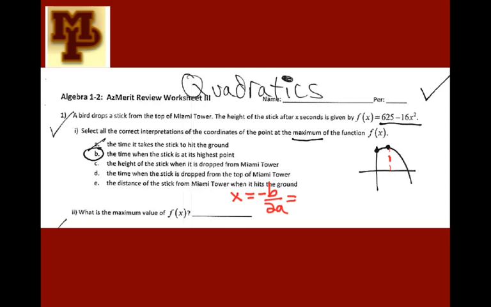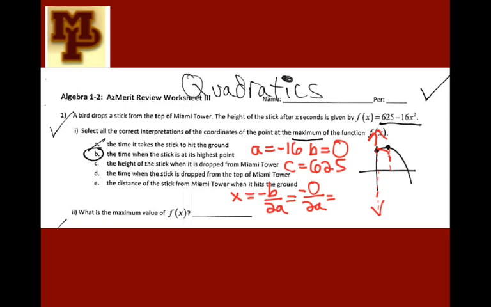So this one has an a value of, it looks like, negative 16. The b value is actually 0 because it doesn't have an x. And the c is 625. So negative b over 2a is negative 0 over 2a, so x equals 0 is the halfway point. And then we would plug in 0. So if you plug in 0, you get 625.